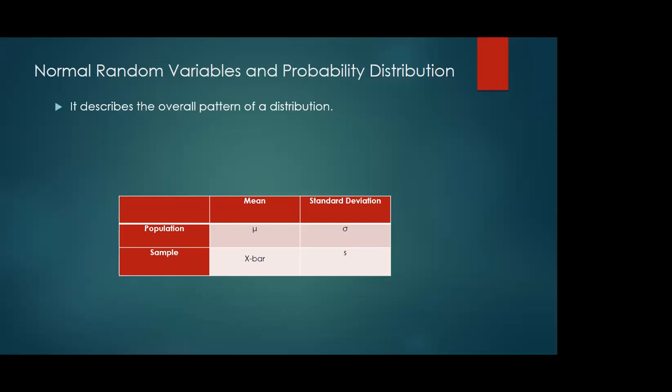So the normal distribution describes the overall pattern of a distribution. All right, so a normal random variable and a probability distribution describes the overall pattern of a distribution.